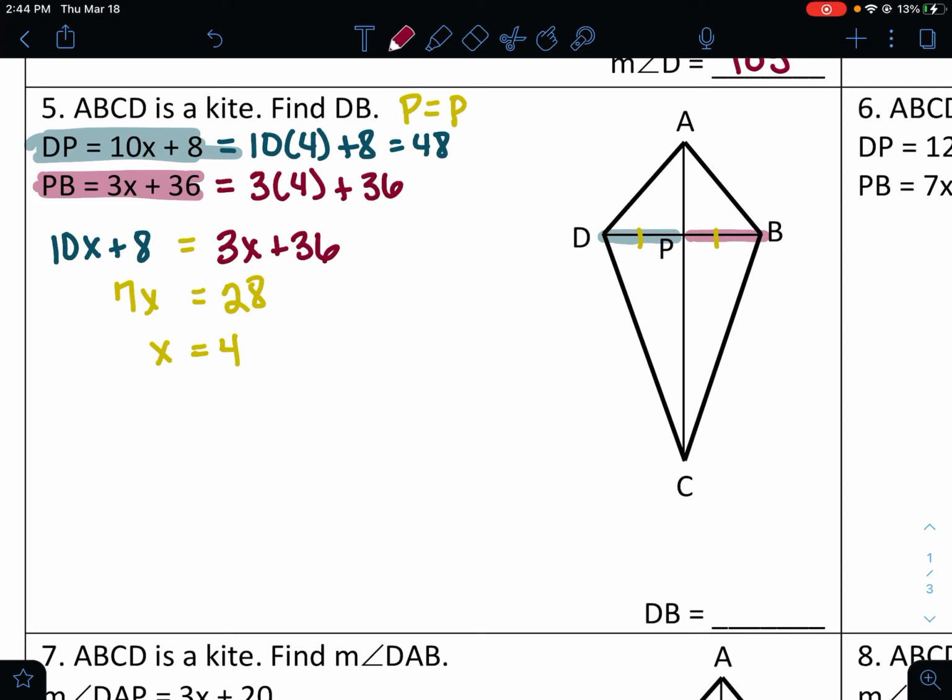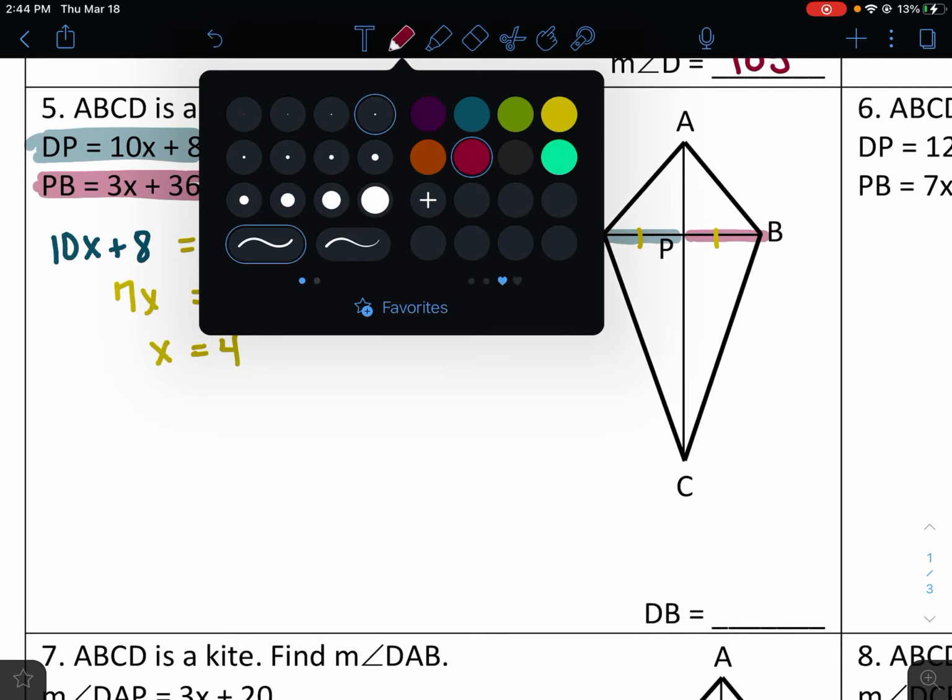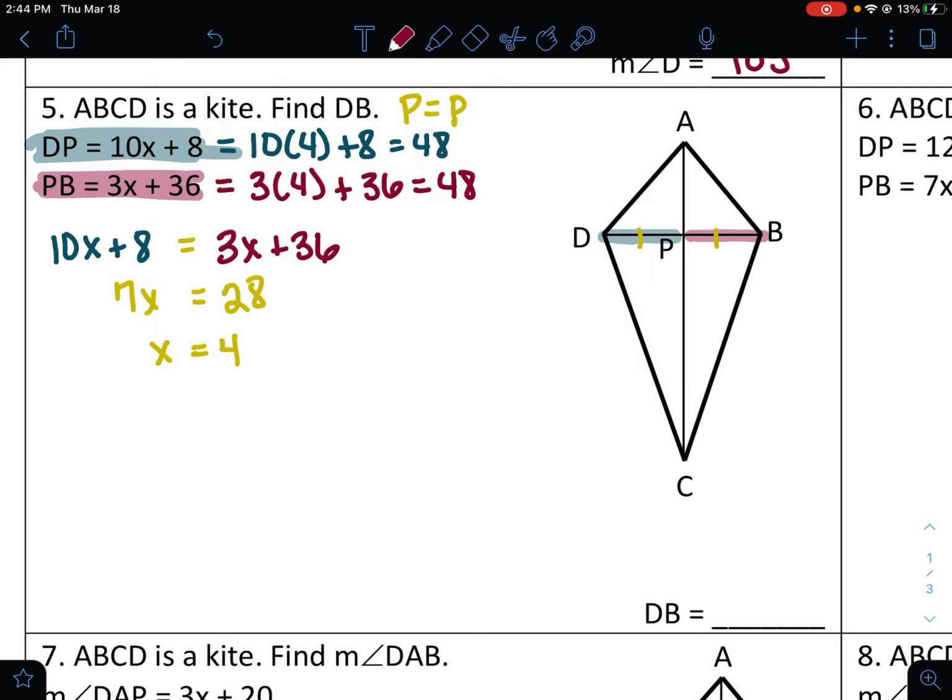12 plus 36 is also 48. Okay, so both of these segments are 48. And so let's see, DB. Let's take a look here. All right, so DB is the whole thing, and that's what this problem is asking us to figure out. So if this side is 48 and this side is 48, you've got to add them together, and that should be 96.